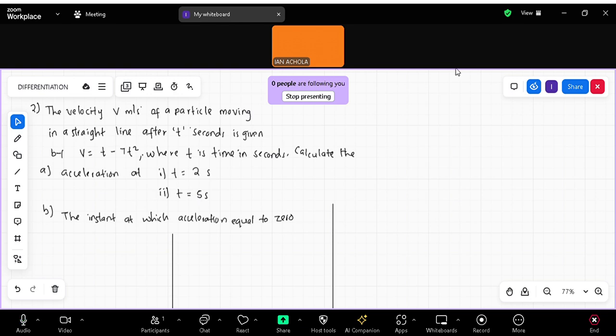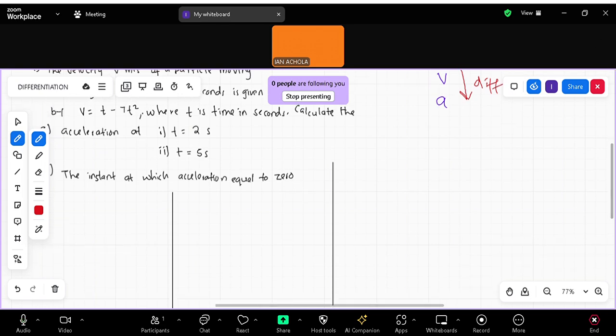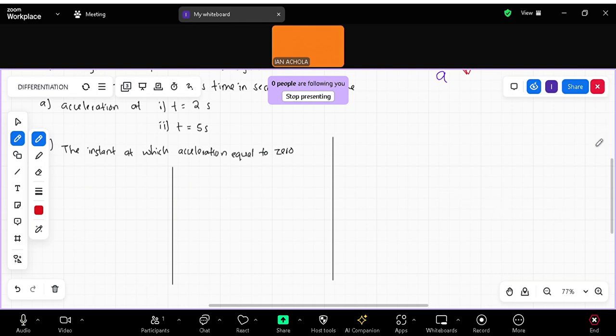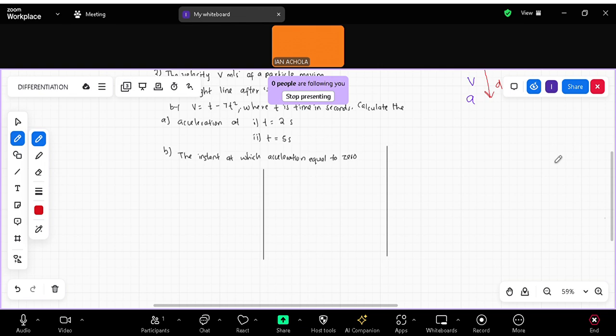So we got displacement, velocity, and acceleration. That is the order that we always advise people to use. Now, we have been given the velocity function. To find the acceleration function, we differentiate going downwards. Now, part A of the question, the velocity function v is equal to t minus 7t squared. Now we got the velocity function, we need to find the acceleration function. We need to differentiate the velocity function once.